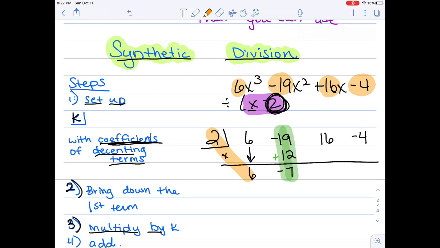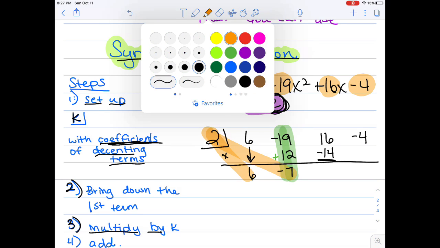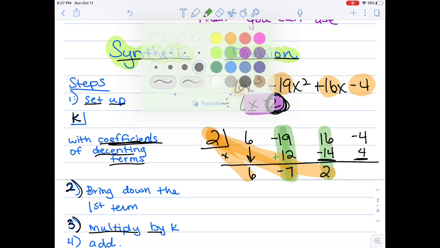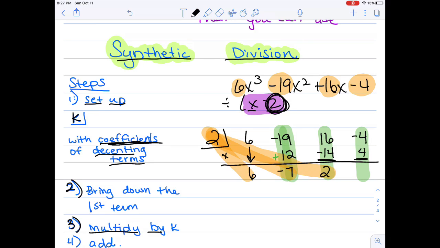We multiply here to here and put it in this spot. So 2 times negative 7 is negative 14. And then we add down. 16 plus negative 14 is positive 2. And then again, we multiply 2 times 2 and put it right here, which is 4. And then again, we add down. Negative 4 plus 4 is 0.